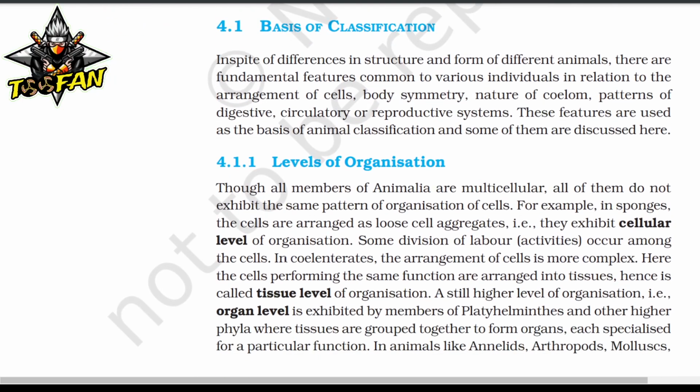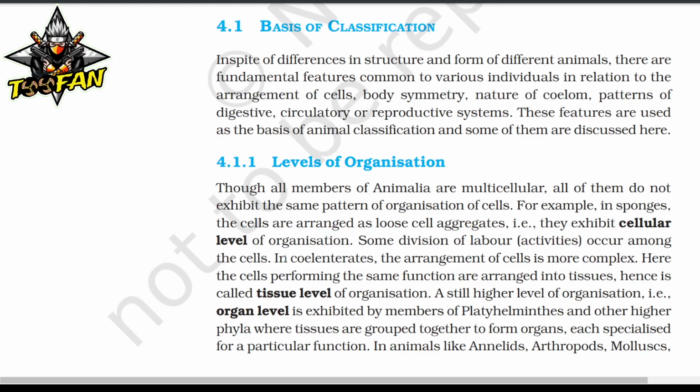Though all the members of Animalia are multicellular, all of them do not exhibit the same pattern of organization of cells. For example, in sponges, the cells are arranged as loose cell aggregate, that is, they exhibit cellular level of organization. Some division of labour occurs among the cells. In coelenterates, the arrangement of cells is more complex. Here the cells performing the same function are arranged into tissue. Hence the tissue level of organization.